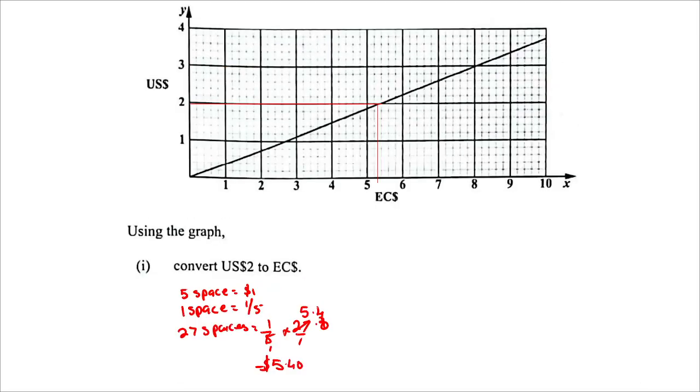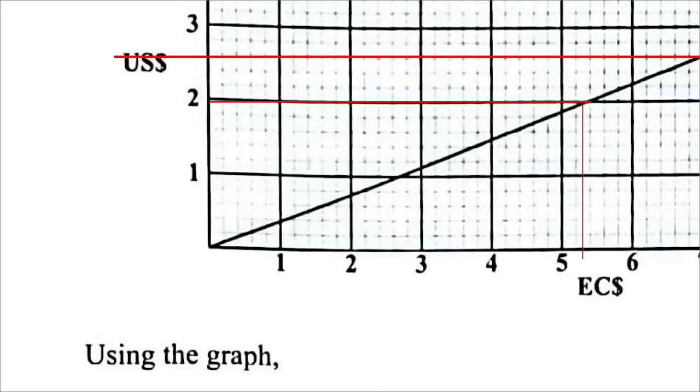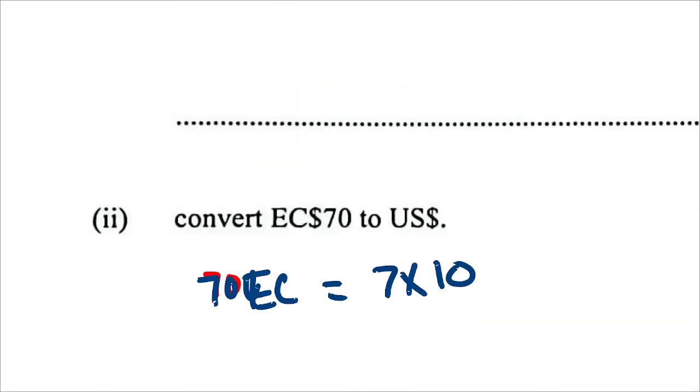So again, you would not use your calculator, you would use a graph. You go at 7, you go right up, and then you go right across. Same thing, we know that 5 spaces is $1. So 1 space is 1/5 or 0.2. So if we zoom here, that's $2, and then we have 1, 2, 3. 3 spaces would be 60 cents. So this would be $2.60.